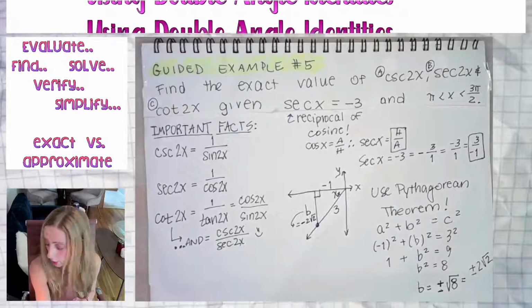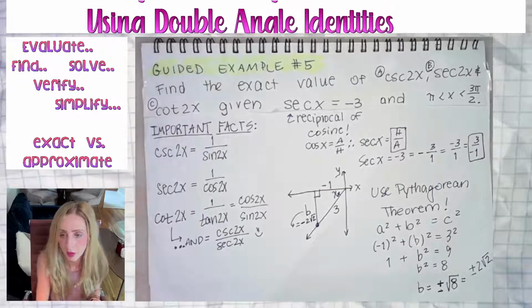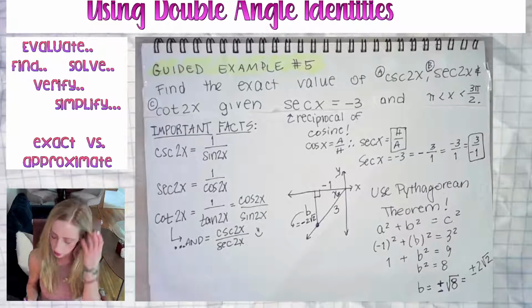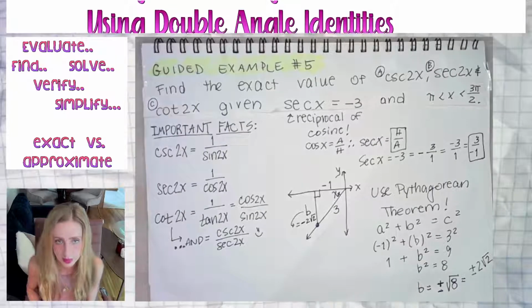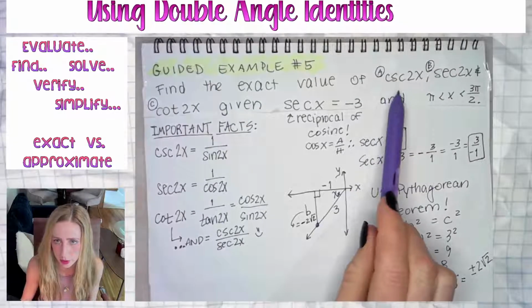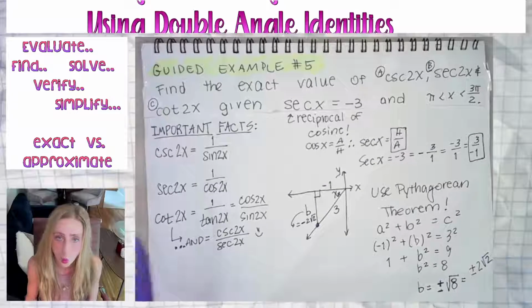Now, I'm going to actually solve the problem, so I'm going to have to put a little paper over this. So I have this notebook here, and I'm just going to cover up a bit of this. So take note of this again. We're going to do part A right now, which is cosecant 2x. We wrote down at the beginning that cosecant 2x equals 1 over sin 2x.